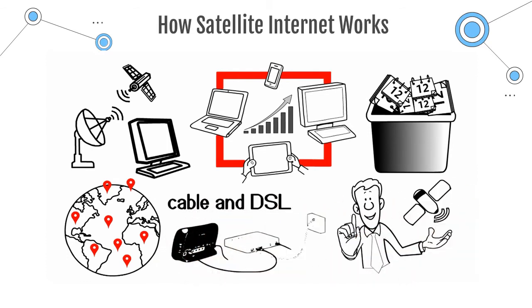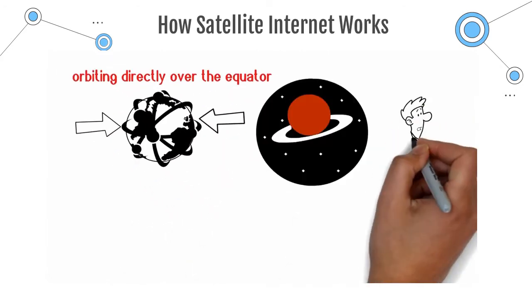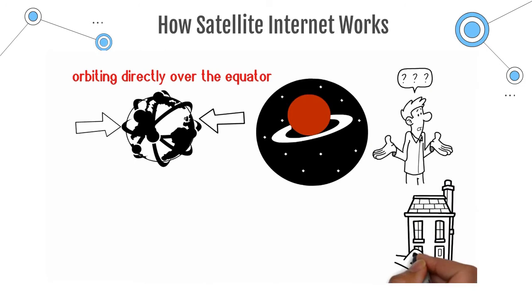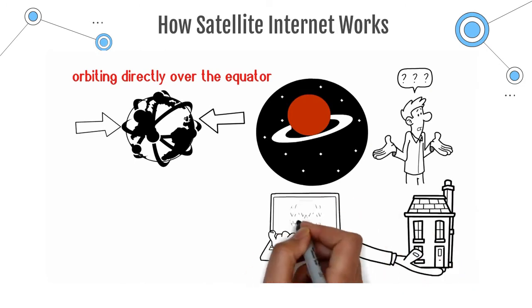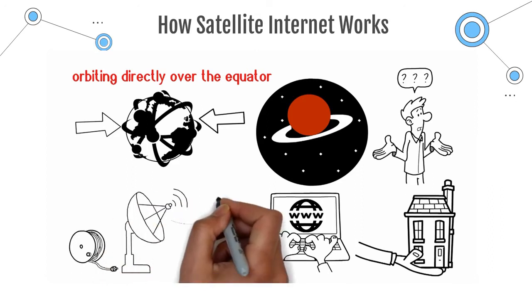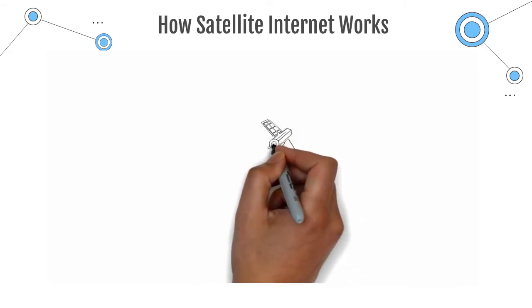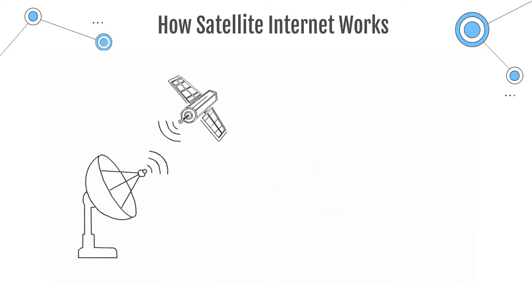But let's get back to the satellite, orbiting directly over the equator in space. How does it all work? It all starts in your home. When you type in a website URL on your device, the request travels by wire to your satellite dish. The dish is mounted on your home, where there's a clear view of the southern sky. This gives your dish the best sightline to the satellite.